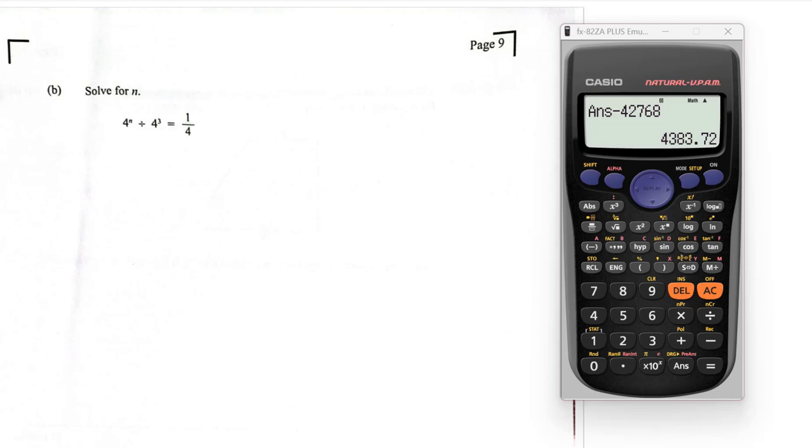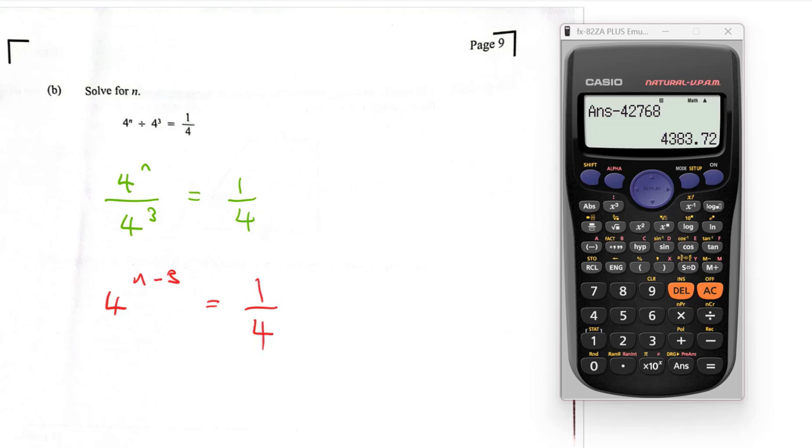So part B, it says solve for n. Now, before we can go ahead and solve for n, let us fix this up. So this is going to be 4 to the power n, divided by 4 to the power of 3, is equal to 1 over 4. Now, let us use our laws of indices. Remember, when we are dividing two numbers with the same base, we can subtract the powers. So therefore, this is going to be 4 to the power n minus 3, and that's equal to 1 over 4.